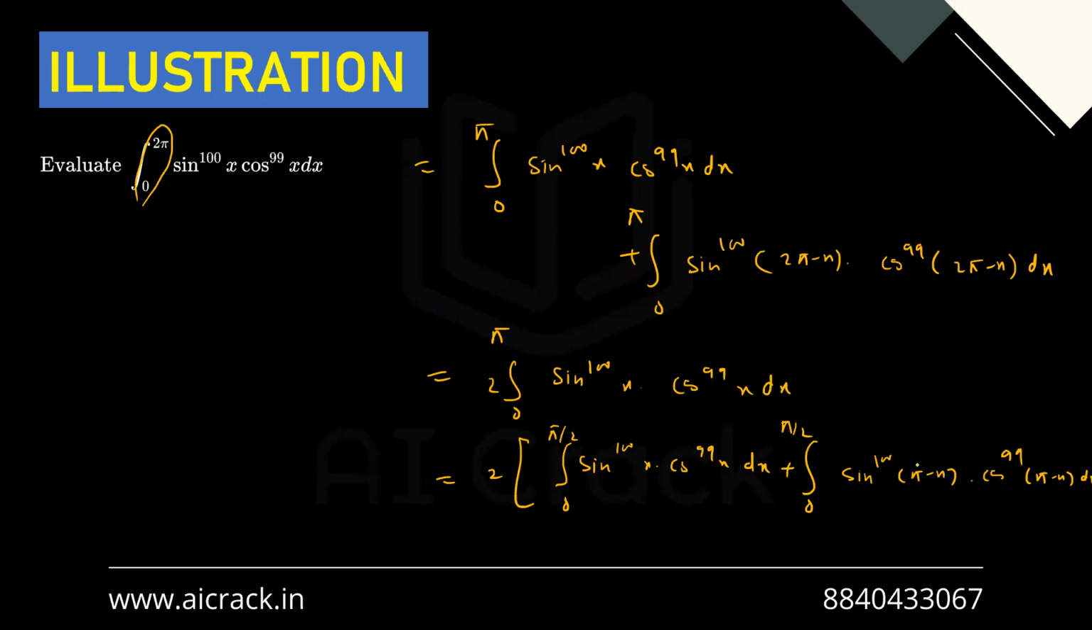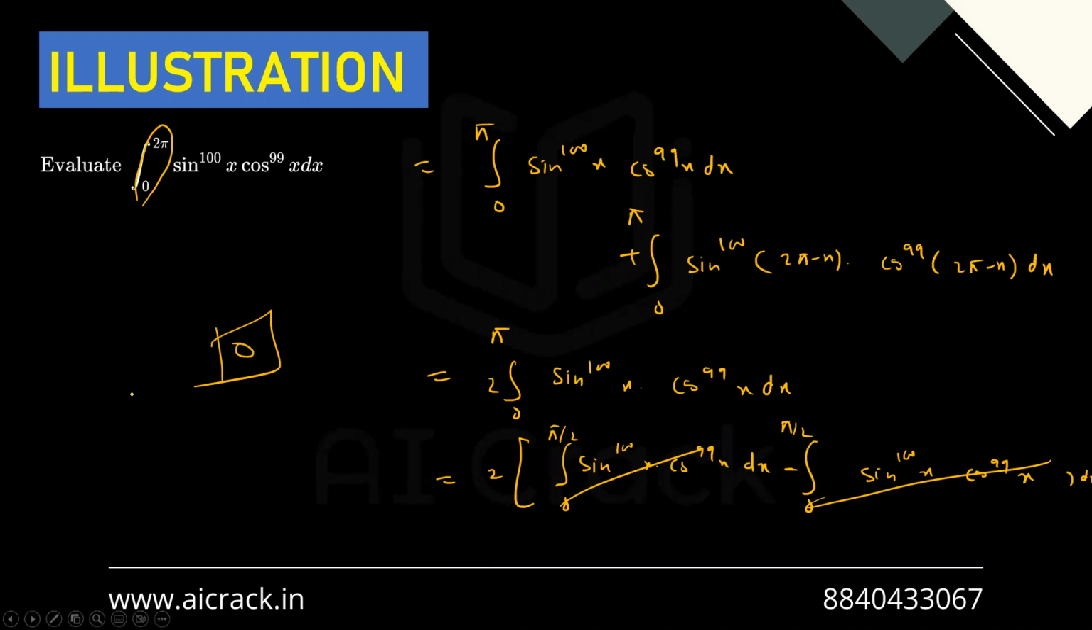But over here we have even power in sine, so that would eventually become sine 100x only. But over here we have odd power, and we know that cos of (pi minus x) is minus cos x, so that would become minus cos 99x. So this and this get cancelled out, so the answer is 0, right?